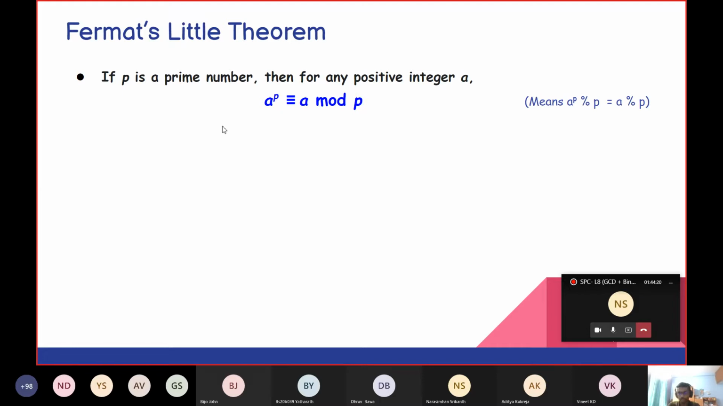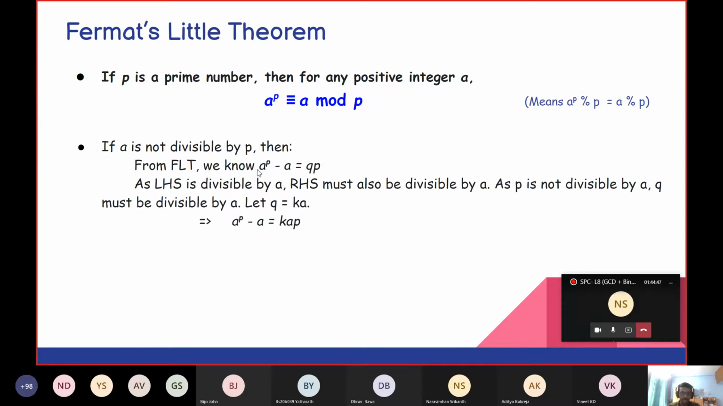So this is the theorem. I'm not going to give you a proof. If you're interested, you can go into it, but as of now, we are more interested in the application than the proof. Now, from this I can say that a^p minus a is divisible by p, because both give the same remainder, so if I subtract them, the remainders cancel and the difference is purely divisible by p. Now the LHS is divisible by a, because you can take a common and it becomes a times (a^(p-1) minus 1), which means the RHS should also be divisible by a.